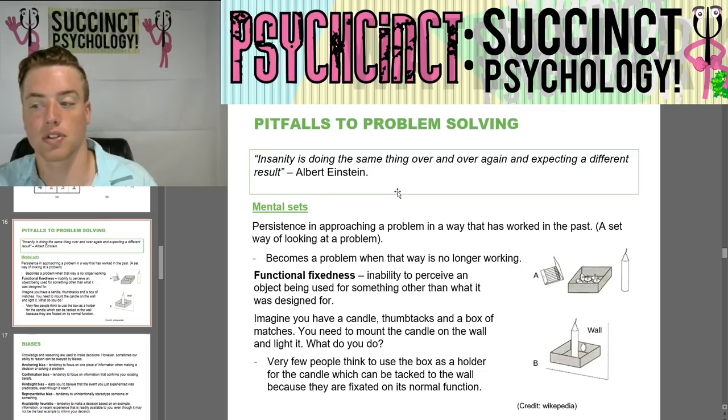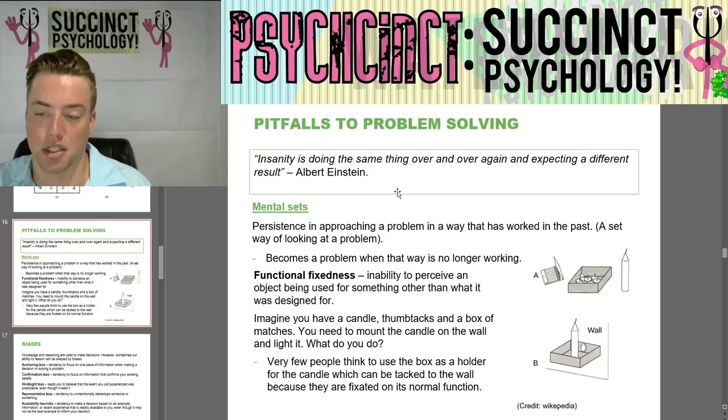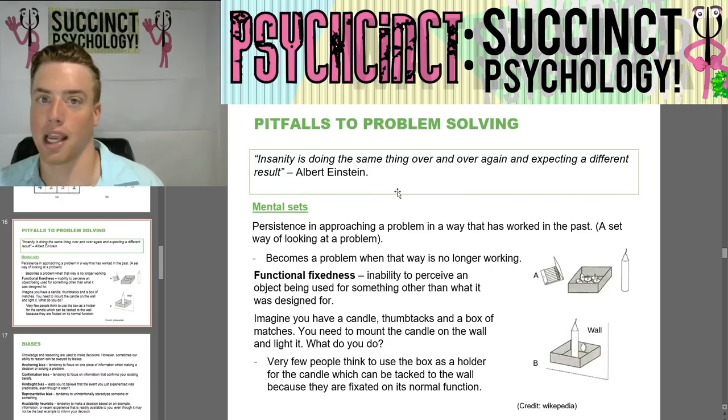Functional fixedness is the inability to perceive an object being used for something other than what it was designed for. Imagine you have a candle, thumbtacks, and a box of matches. You need to mount the candle on the wall and light it. What do you do? Very few people think to use the box as a holder for the candle, which can be tacked to the wall, because they are fixated on its normal function. And I'll be honest with you, I wouldn't have gotten that. I would have just stuck the thumbtacks through the candle onto the wall, which wouldn't be good, and you're going to light your wall on fire.